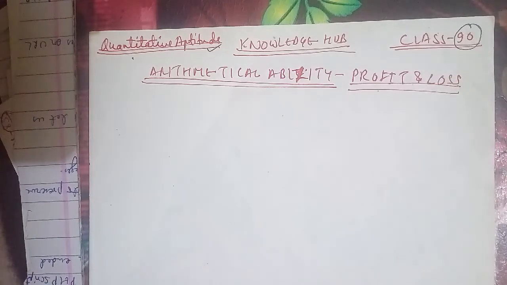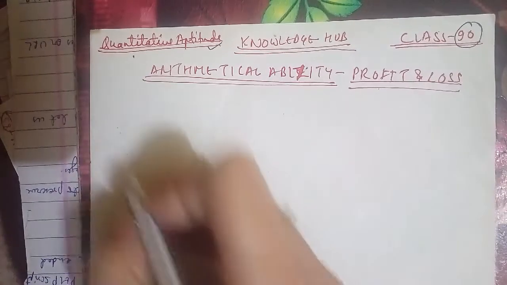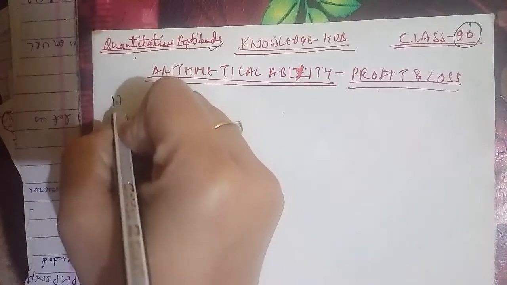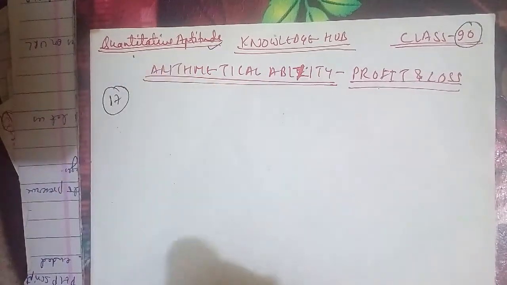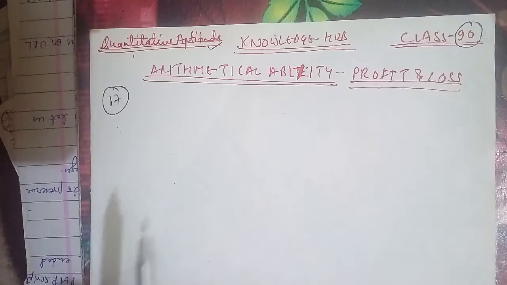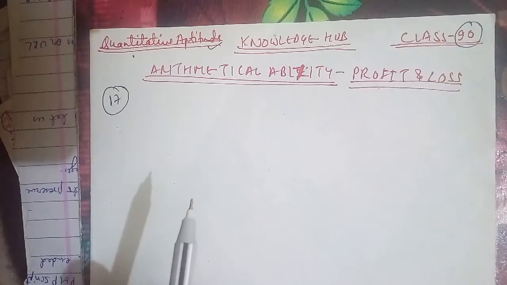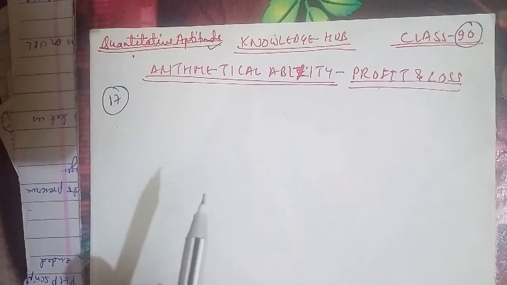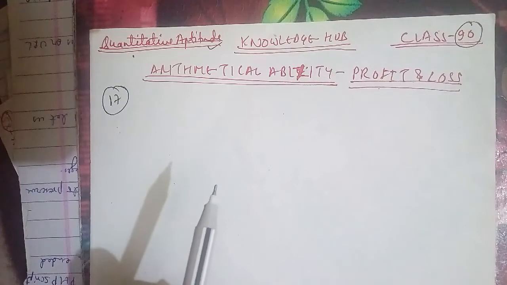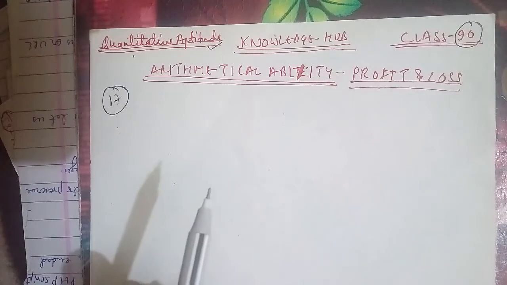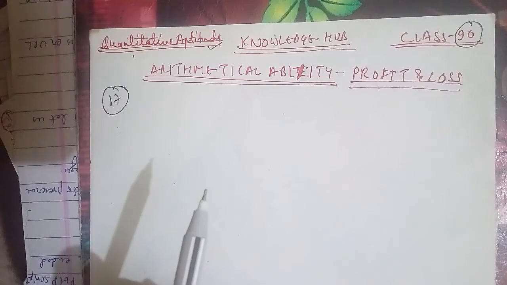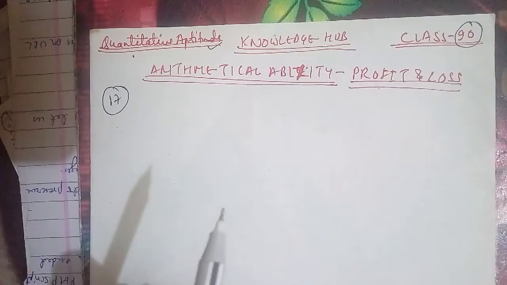So here we go ahead. The 17th question of the session. The question we have: if the manufacturer gains 10%, the wholesale dealer 15% and the retailer 25%, then find the cost of the production of a table, the retail price of which is 1,265. That has been the question here. So we go ahead for the same.